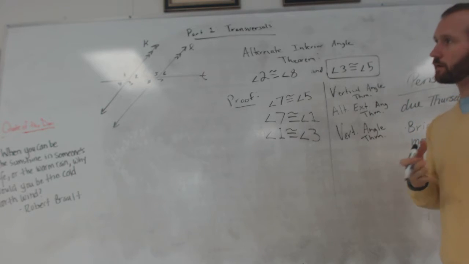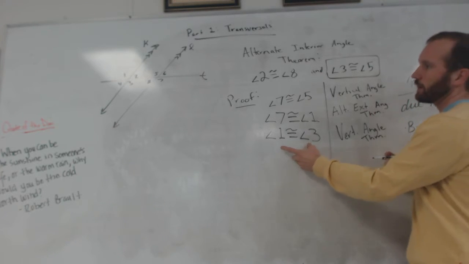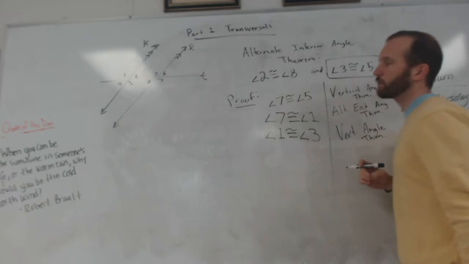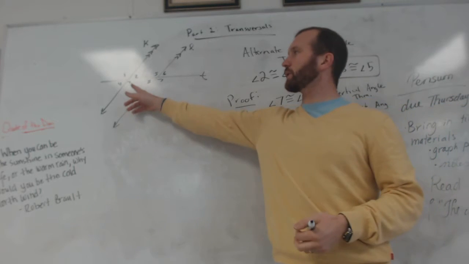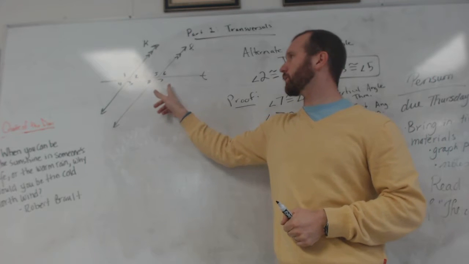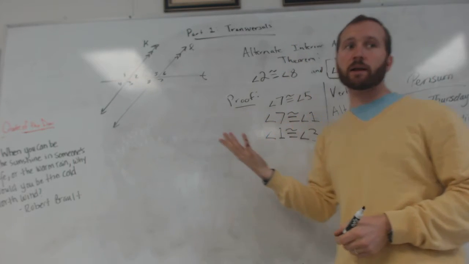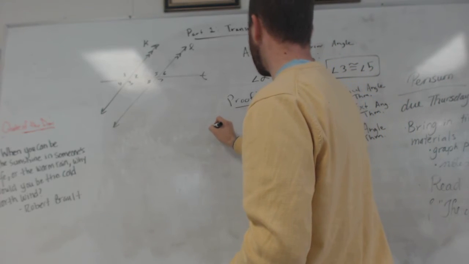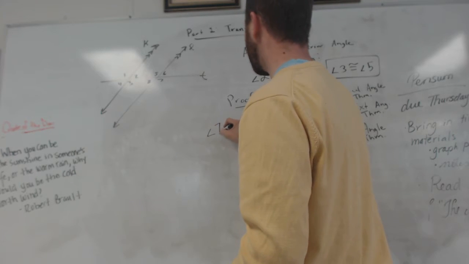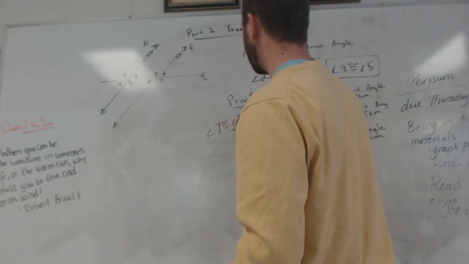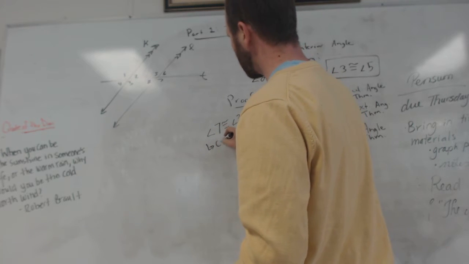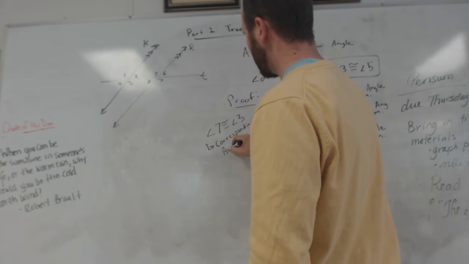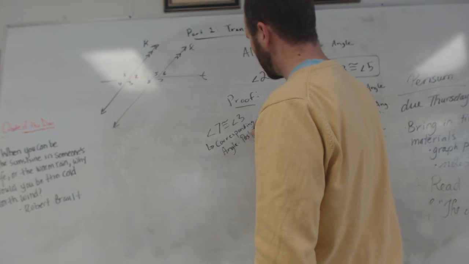Or we could have used the corresponding angle theorem here, right? We could have just said angle 3 is congruent to angle 7 because of the corresponding angle postulate. So instead of these steps, we could have done angle 7 is congruent to angle 3, and the justification for that is the corresponding angles. This is what I meant when I said there's never only one way to do a proof.